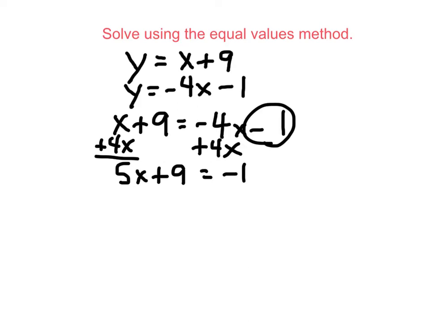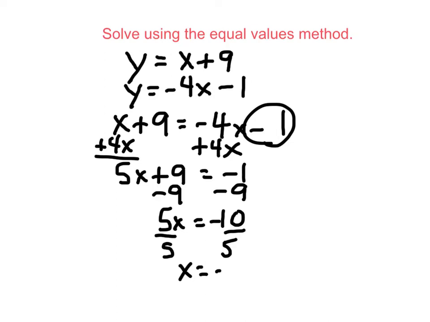Since my variable is now on the left, I'll subtract 9 from each side. So we get 5x equals negative 1 subtract 9 is negative 10. And now divide both sides by 5. We get x equals negative 2. Alright, so you remember what we do after we get x. We substitute that back into one of the equations and then get the value of y.